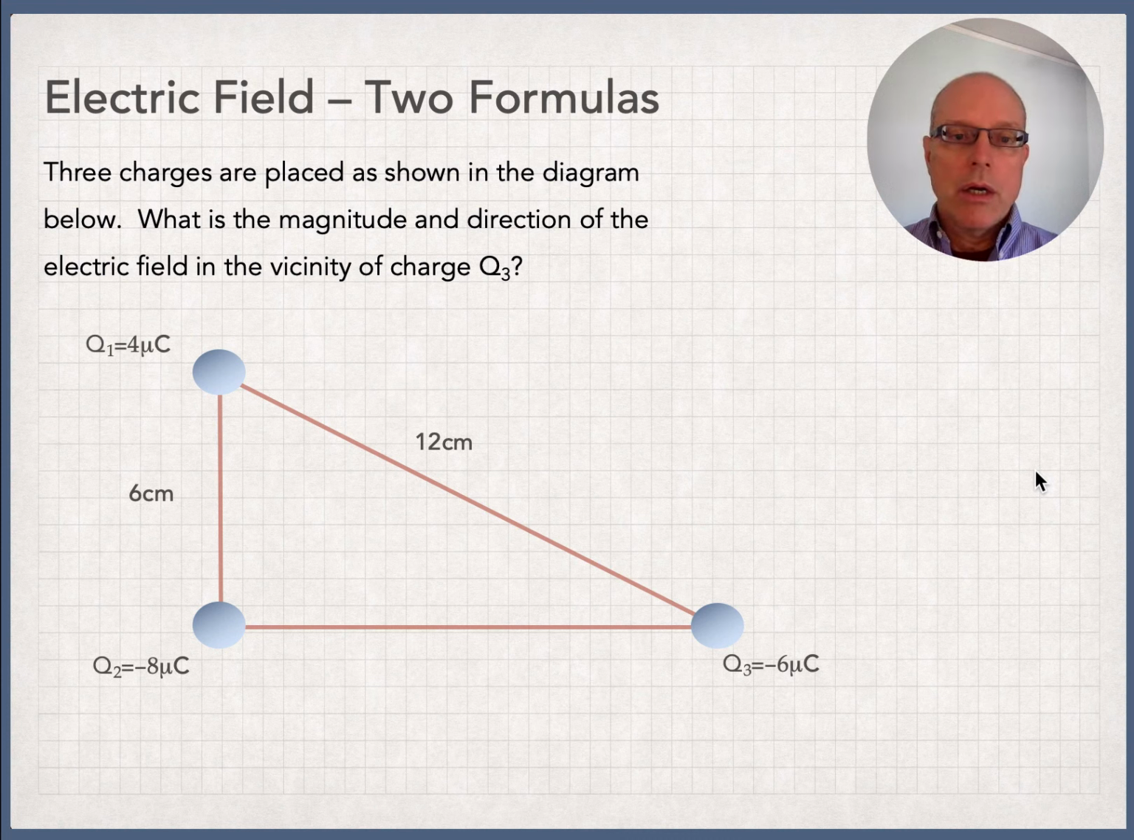What I'll just say here is that if they're asking for the magnitude and the direction of the electric field in the vicinity of charge Q3, what we're going to do is isolate. We're going to get the electric field that this charge creates down here, and the electric field that this one creates over here. We're going to do some vector work and add them together. The math is not really new.